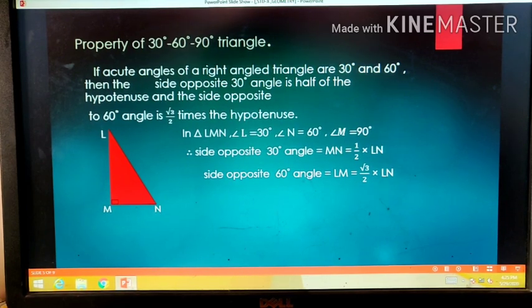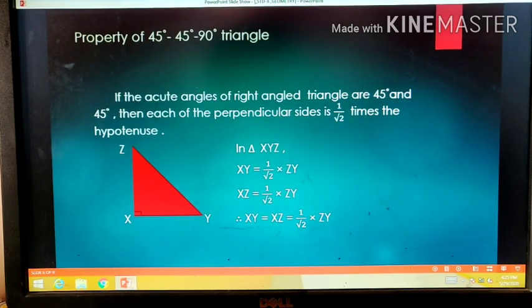Therefore, the side opposite to the 30 degree angle, that is MN, is equal to half of the hypotenuse. LN is the hypotenuse. And the side opposite to the 60 degree angle, that is LM, is root 3 by 2 of LN. This is called the property of 30 degree, 60 degree, 90 degree triangle. Then the property of 45 degree, 45 degree, 90 degree triangle.